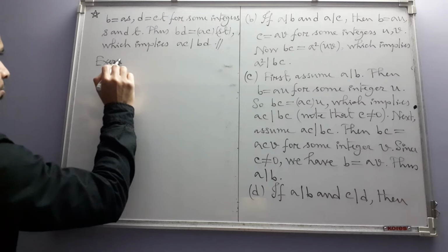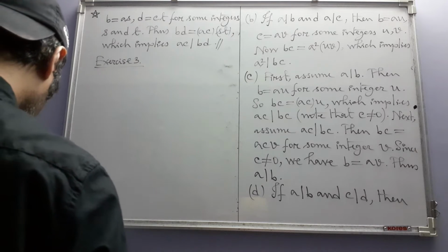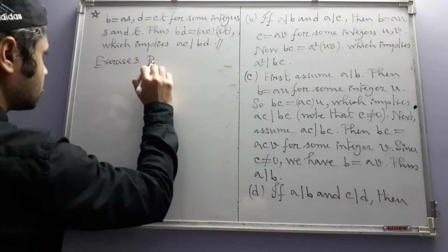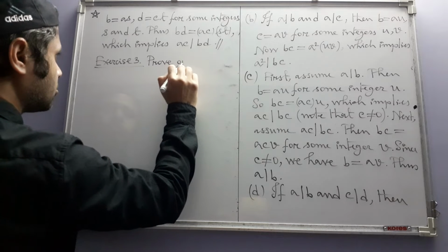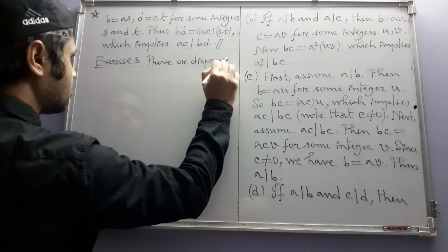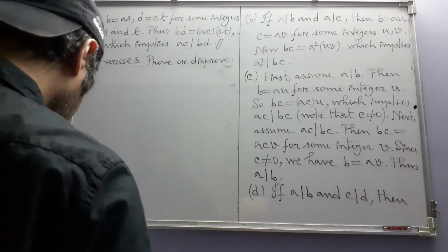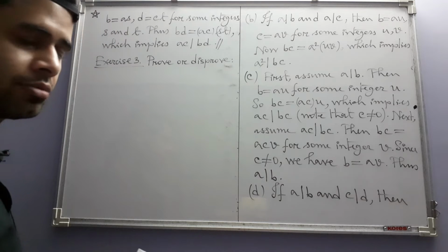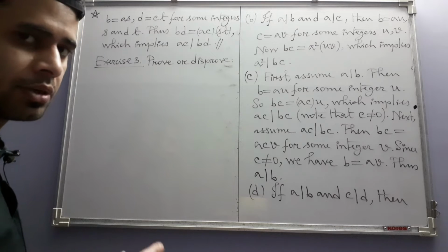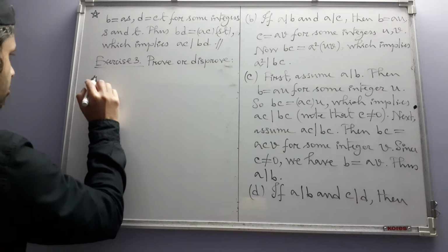Then 3, prove or disprove. Okay, so this is an open-ended exercise. If whatever is said here is true, we have to prove it. Otherwise, we have to disprove it by providing some counter example, which shows that the statement is not true.